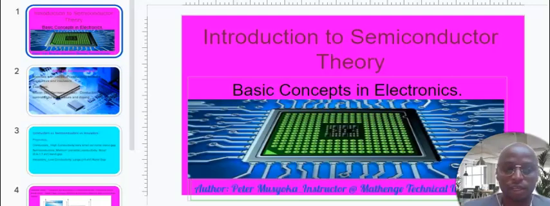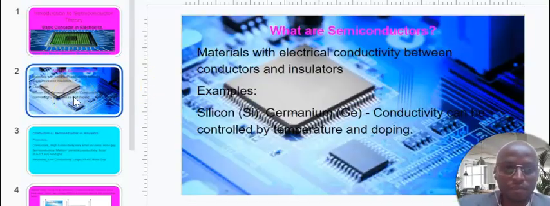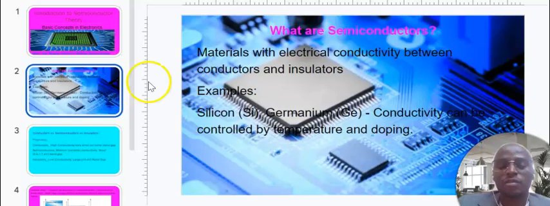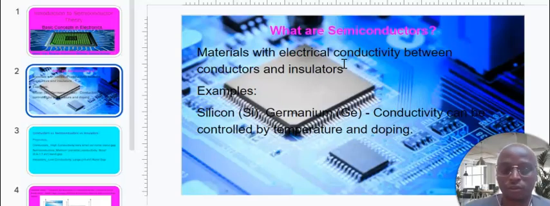Today I would like us to look at semiconductor theory and try to understand some of the basic concepts in electronics. Let's begin by asking ourselves, what are semiconductors? These are materials whose electrical conductivity properties lie in between those of insulators and conductors. Semiconductor materials within the periodic table lie within group 4, or we may say they are group 4 elements. And that is where we are going to find elements like silicon and germanium.